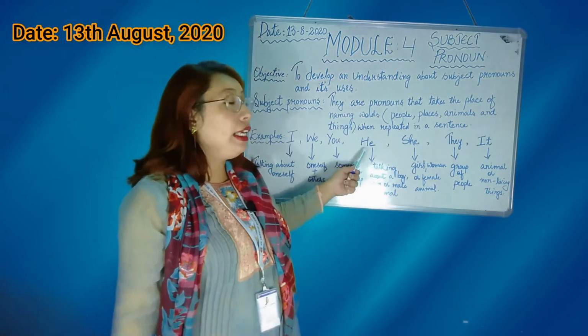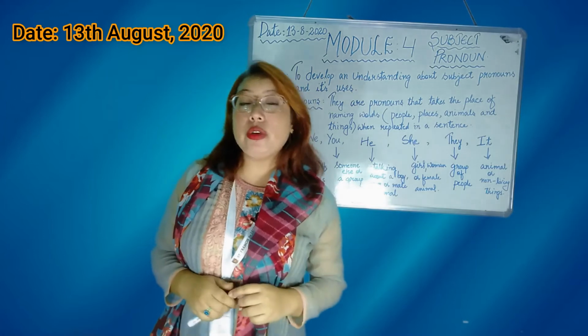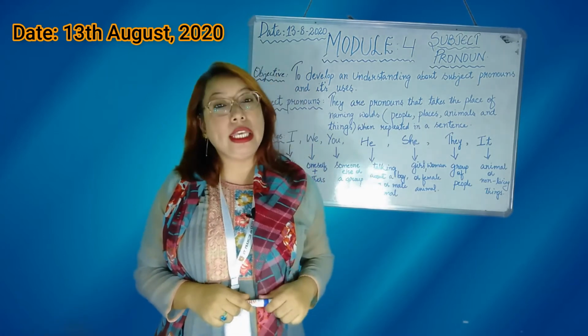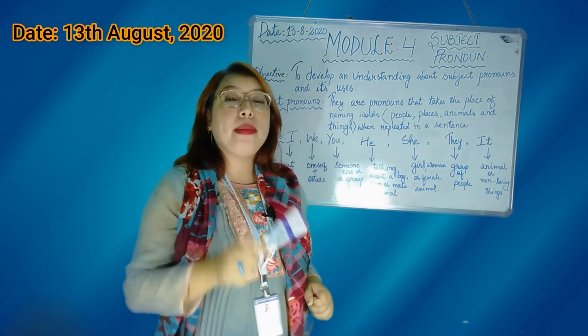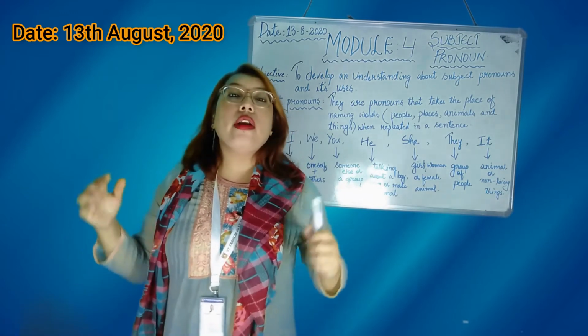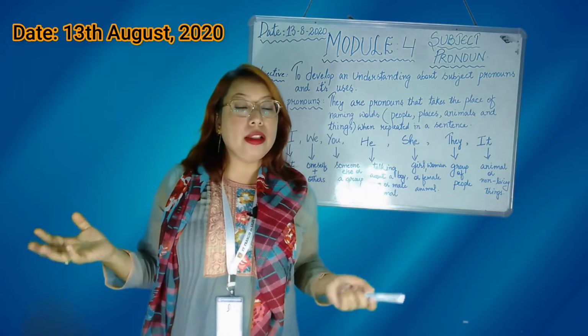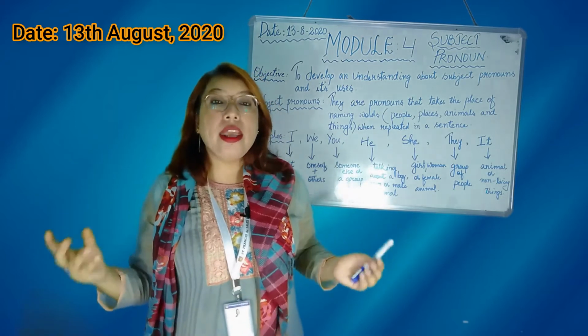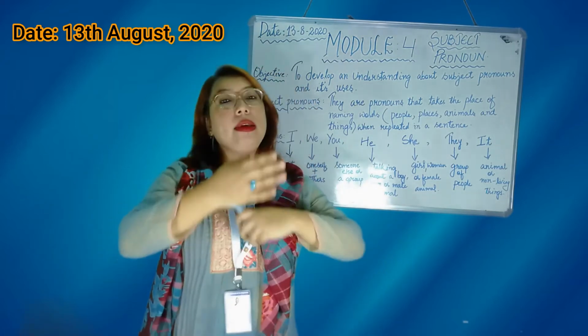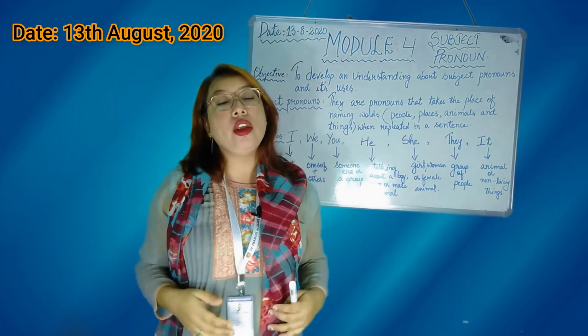He. When do we use the subject pronoun he? When we talk about a boy or a male animal. Boy, man, male animal. When the name is repeated again and again, we use he.